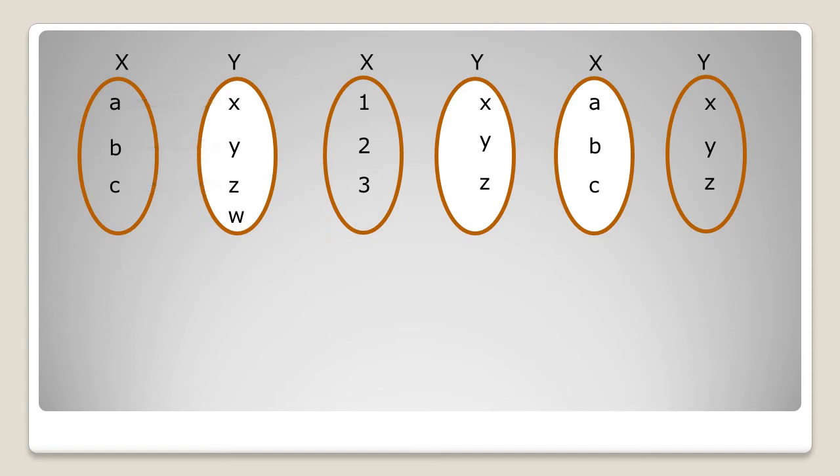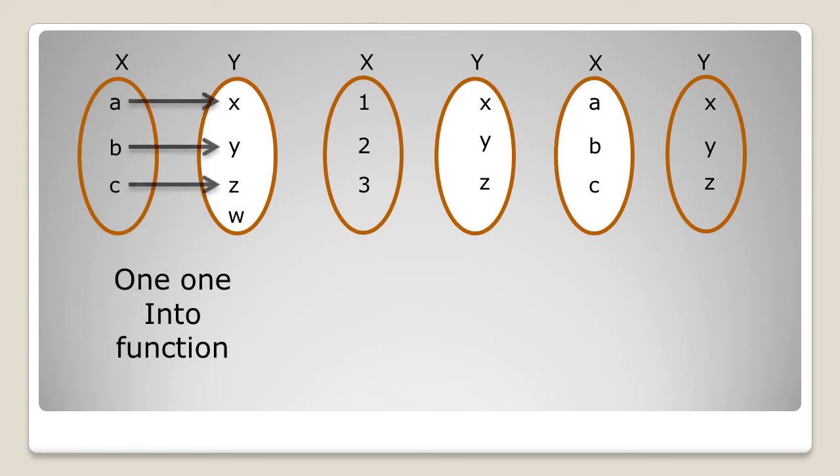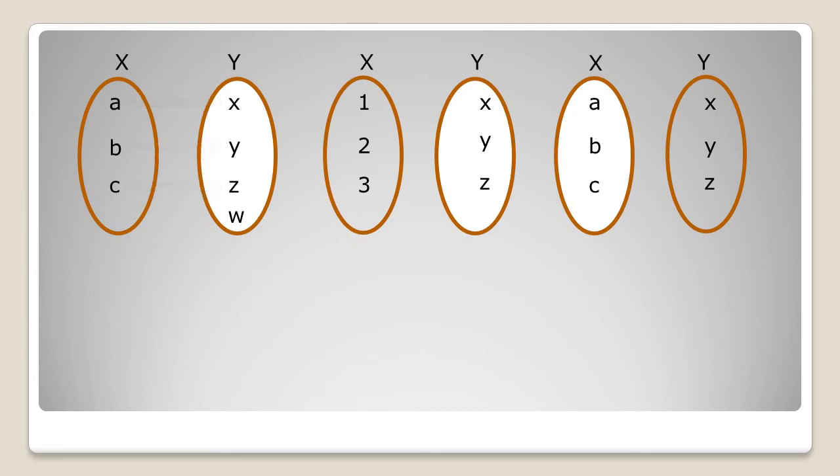You can see in the first case it is a one-one function because distinct elements a, b, c of the domain are related to distinct elements x, y, z of the codomain. So therefore it is a one-one function, but it is not onto. You can see z is not the image of any element of the domain. Therefore it is a one-one into function.